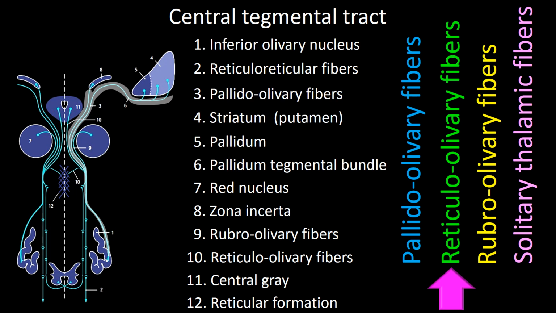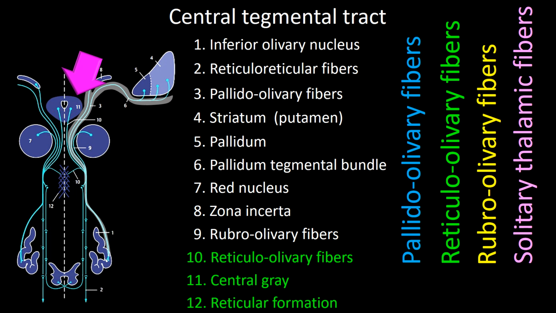Next, we will talk about the reticulo-olivary fibers. In rats, the origin of the reticulo-olivary fibers is the reticular formation. In human, an additional and larger component of the reticulo-olivary fibers arise from the central gray. The reticulo-olivary fibers end up in the inferior olivary nucleus.